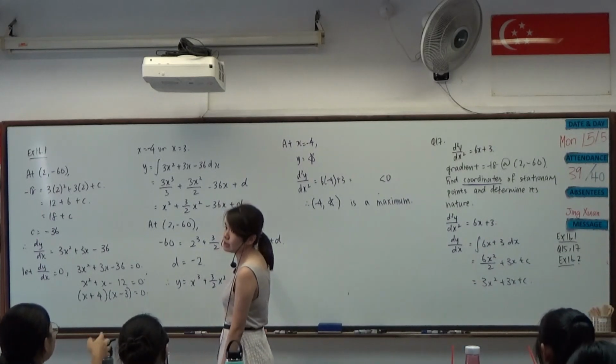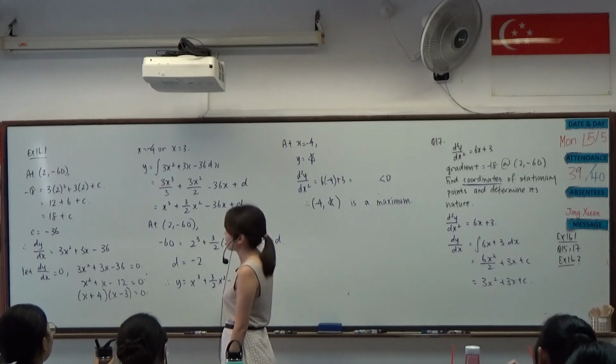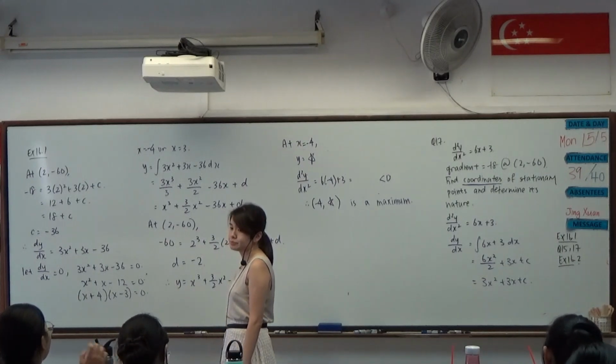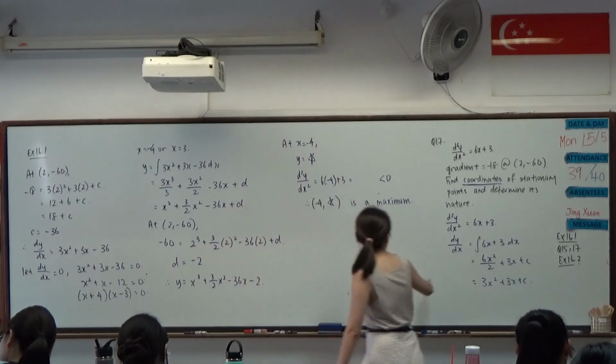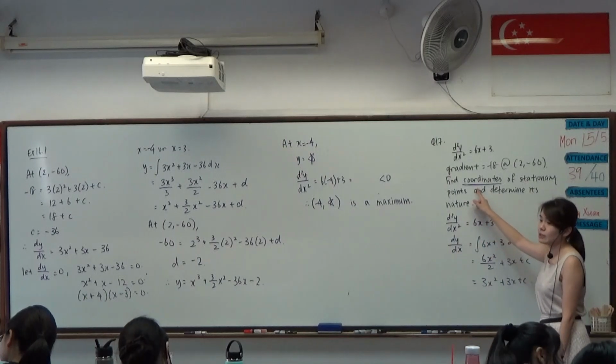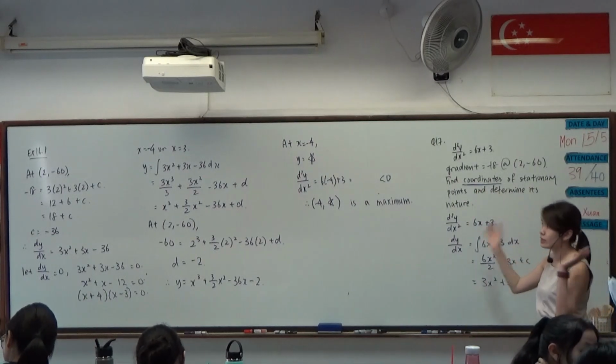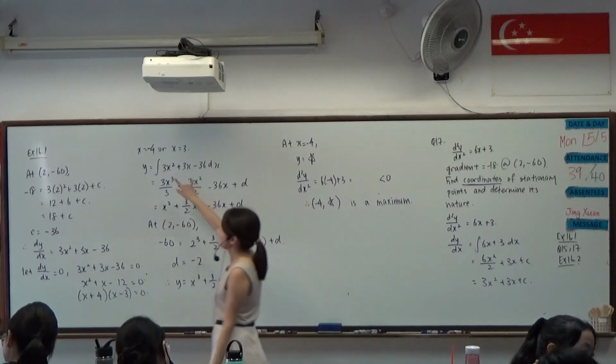How do I find the value? Yeah, because you need the y coordinate. Because the question asks for the coordinates of the stationary point. So you need the x and the y. At this stage, you found the x.